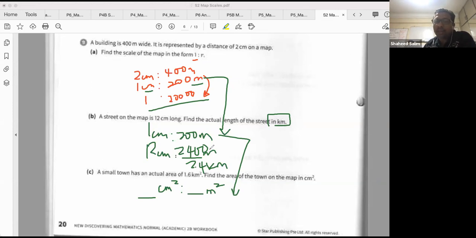Now you create the scale for area. Remember, scale for area is different from length. See, what is this guy talking about? You must understand what area is.